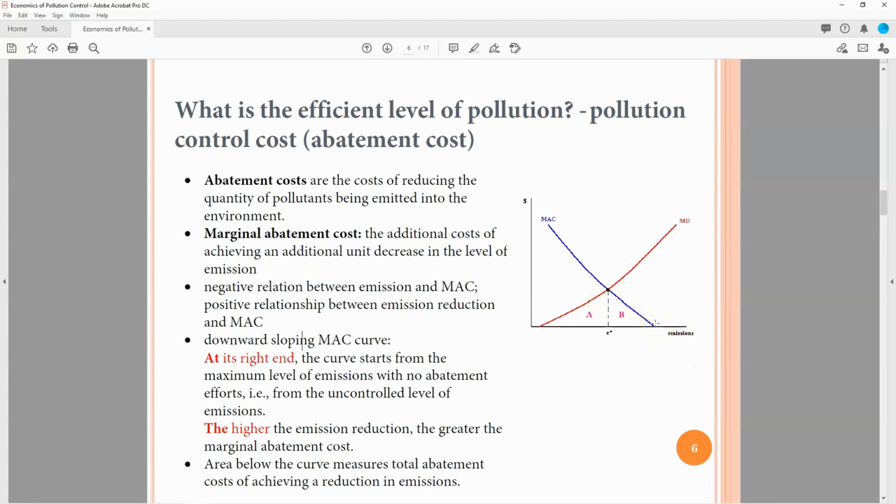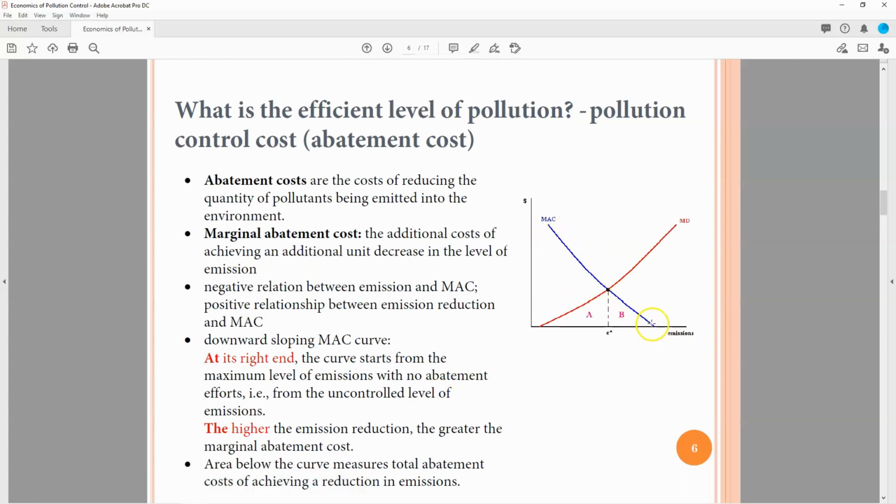So at the right end, when the emission is maximized, we see the marginal abatement cost is very small. That means the additional cost of achieving an additional unit decrease in the level of emission is very cheap, very low. However, the higher the emission reduction, the less the pollution, the greater the marginal abatement costs. So I think those two relationships are quite clear from this blue line curve.